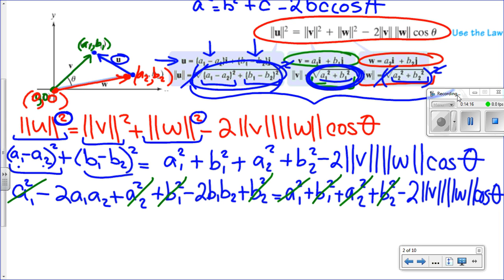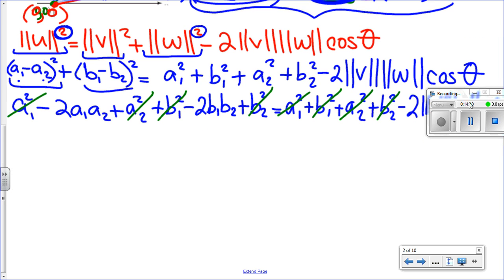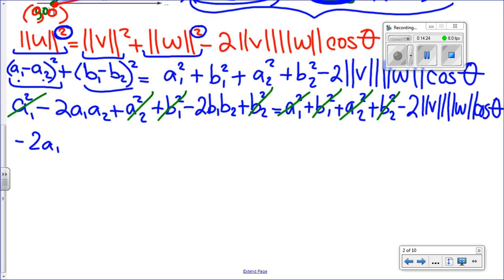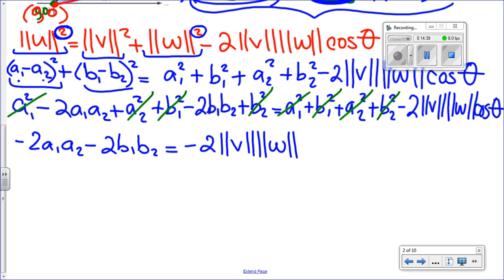So now let's see what we have left. What we have is negative 2 a sub 1 a sub 2 minus 2 b sub 1 b sub 2, and that is equal to minus 2 times the magnitude of b times the magnitude of w times the cosine of theta. And so here, I can divide by negative 2 on both sides. And if I do that, that is going to take care of the -2. I don't want to get you confused here.